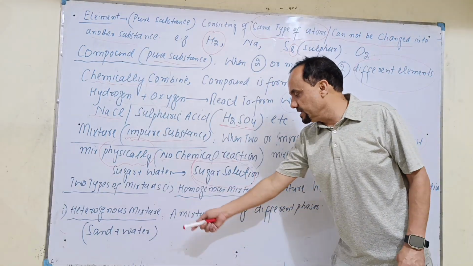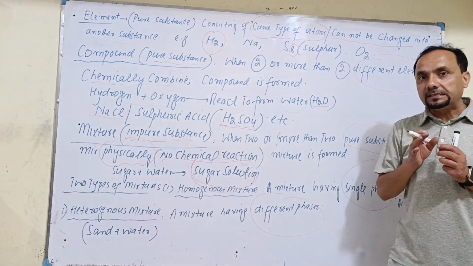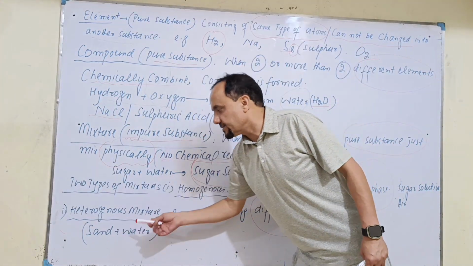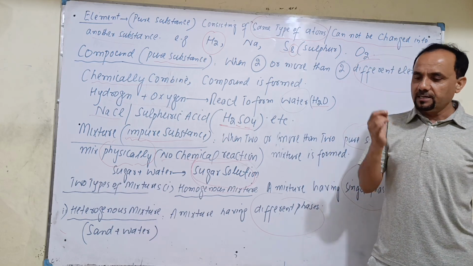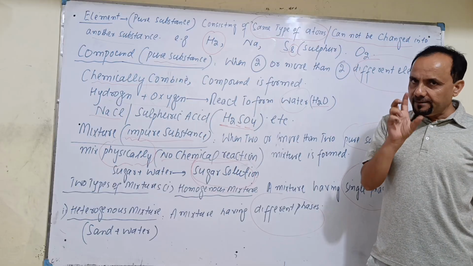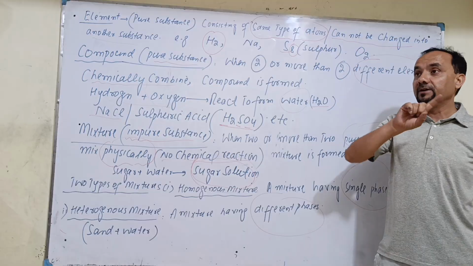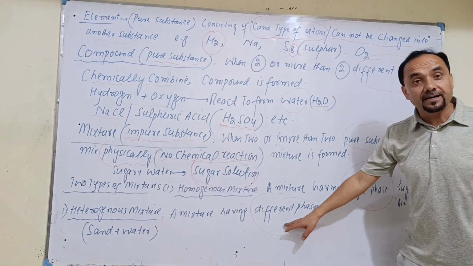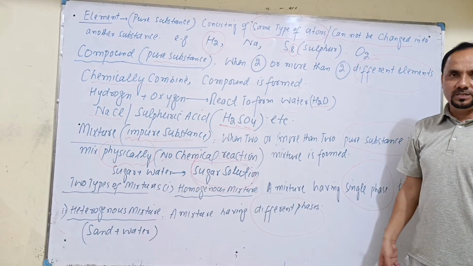The other is heterogeneous, having different phases, when you can see the components separately. For example, you are adding sand in water. You have a glass, first add water, then add sand. You can see easily sand and water. So the sand has a different look, the water has a different look. So they have different phases, and that mixture is called heterogeneous.